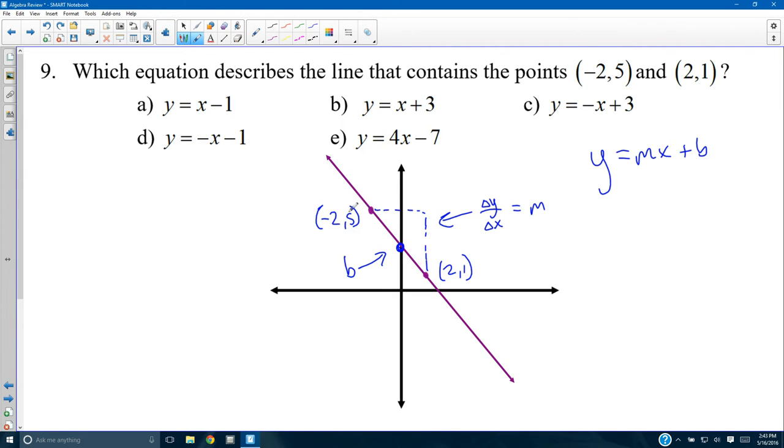So this is the run. This is from -2 to 2. The difference between -2 and 2 is 4. That's how much you have to count to go over there. And down from 5 to 1, this is a fall of 4, so this is going to be -4 right here. Your slope, your change in y over your change in x, is -4 over 4, or better yet, just -1 right there. So as far as your equation, you know that it's at least y equals -1x plus b.